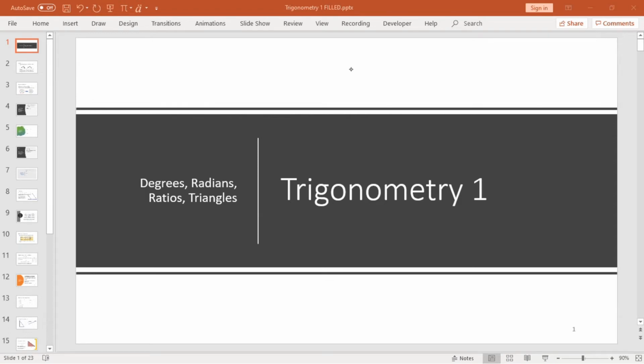Let's take a look at some trig. We're going to be talking about degrees and radians, ways that we would measure angles. We're going to talk about the trig ratios, sine, cosine, and tangent, and we're going to use those to solve triangles.